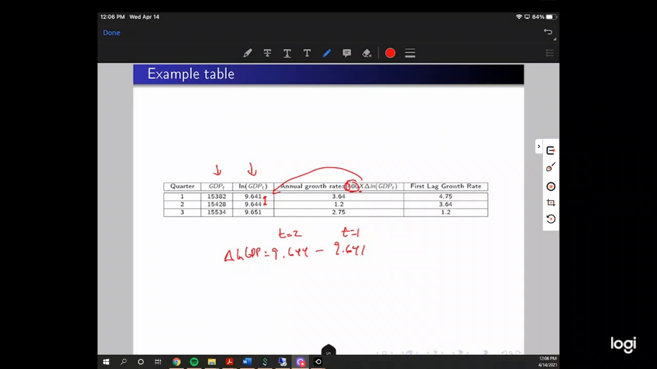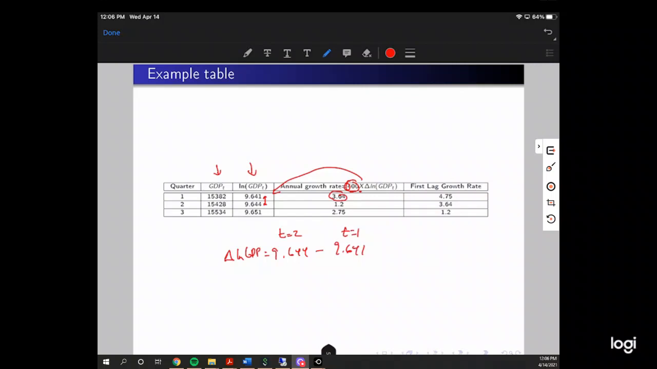And so these changes are then going to be 3.64%. So we're multiplying by 4 because we're doing quarters, and 100 because we're trying to get to percentages. So 3.64%, 1.2%, and 2.75% are the changes in the growth rate over time.